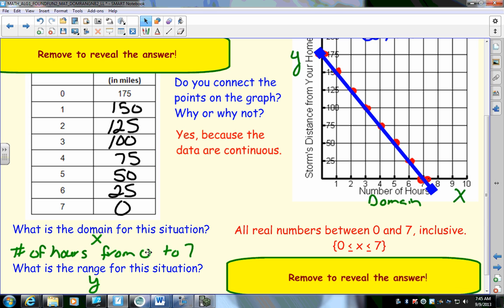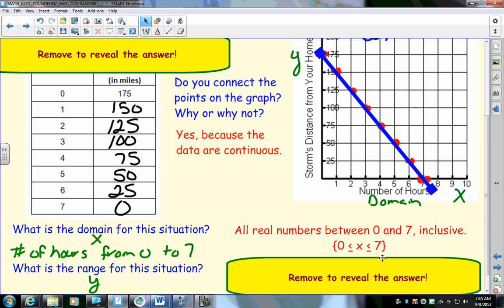So you can also write all real numbers between 0 and 7 inclusive. Let's talk about those words real quick. All real numbers. Somebody said, are there fake numbers? No, there's not fake numbers. There's imaginary numbers. That's why they say real numbers. Imaginary numbers you'll learn in Algebra 2. Inclusive means equal to. That means it includes 0 and 7. That's why down here there's an equal to bar.